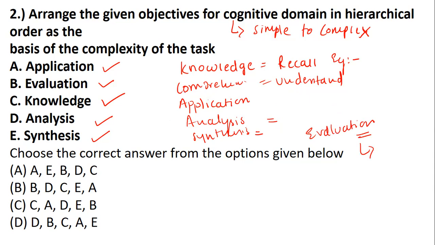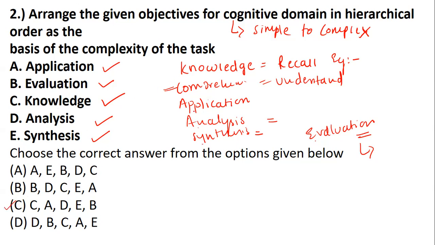So if you see, there are 6 steps, but they have not given you the comprehension part. They have given you knowledge. Yes, so knowledge comes first. So you should see where is C. In option C only, C is first, but let's cross check everything.